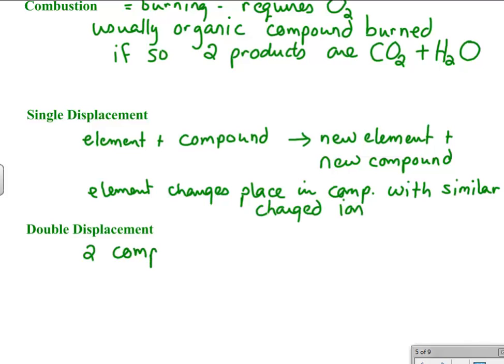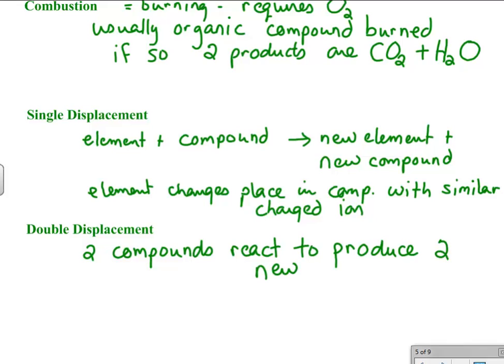Double displacement reactions, we're starting with 2 compounds. They react and we form 2 new compounds. So the positive ion from the first compound switches places simply with the positive ion in the second compound. Sometimes we can see the results of this reaction because we get a gas or a precipitate. Sometimes it looks like absolutely nothing has happened.